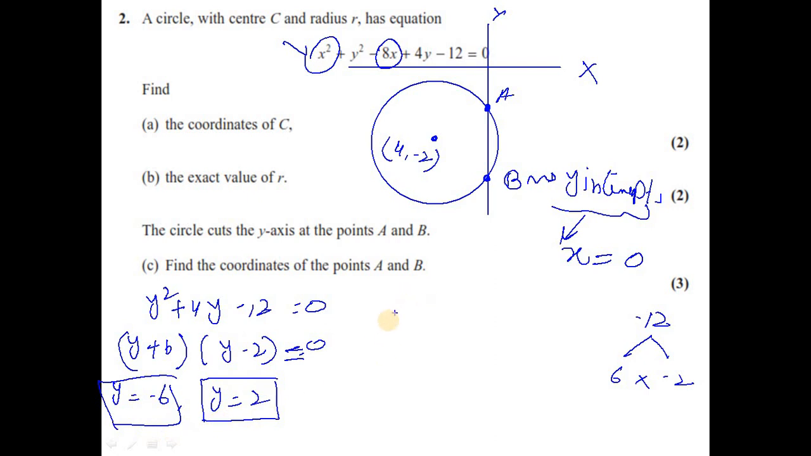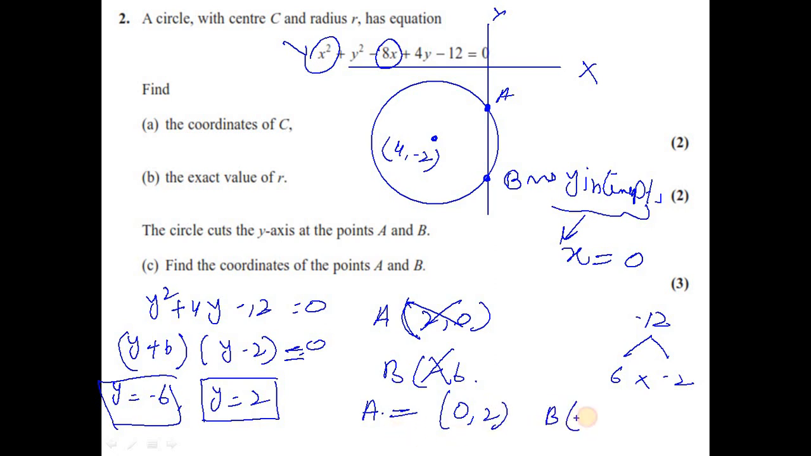That means coordinate of A is 2, 0, and then coordinate of point B is minus 6. What I'm doing is y coordinates. I'm sorry about that. So coordinate of A, this is A point. So coordinate of A will be 0, 2, and coordinate of B would be 0, minus 6.